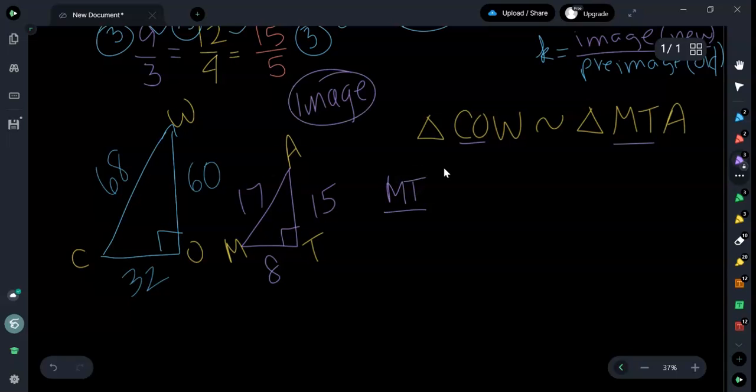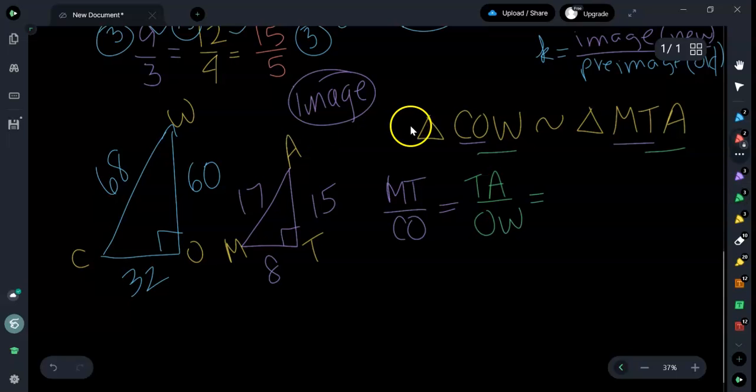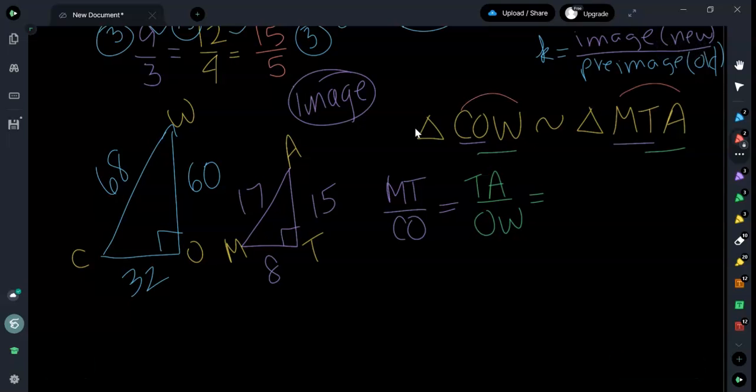So I know that MT over CO has to be equal to, I have OW and TA. TA over OW. And that has to equal MA over CW. So since these triangles are similar, all of these should be the same. I should be able to plug into all of these and find my scale factor.